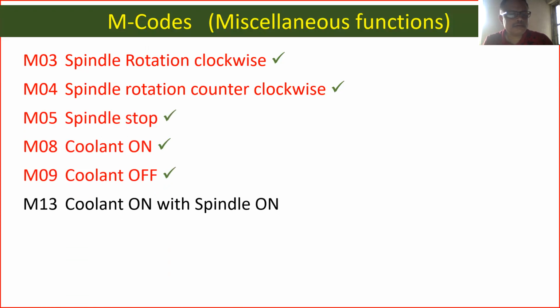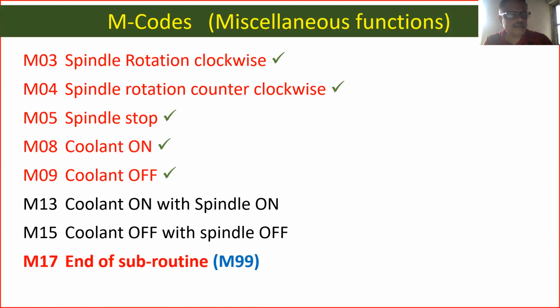M13 coolant on with spindle on. M15 coolant off with spindle off. M17 end of subroutine programs. It is used with M99 also. M30 is used for end of the program. So you can see in all these M codes, either the function is on or the function is off. So M codes are basically on and off operations.